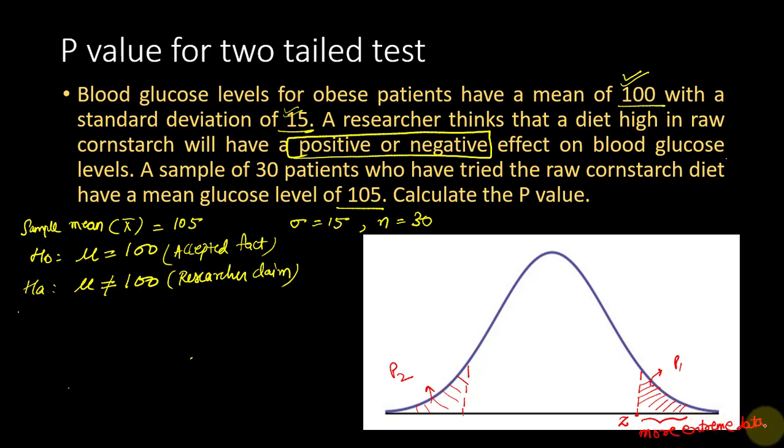So I am writing down the z statistic over here. z will be x bar minus mu divided by sigma divided by root over n. This we know from the central limit theorem. Since this is the standard normal distribution curve having mean 0, this is the z curve.